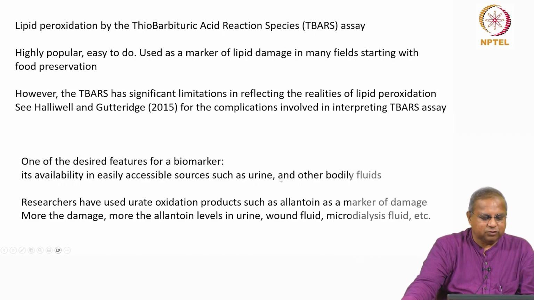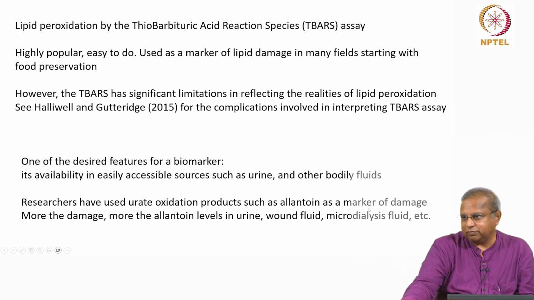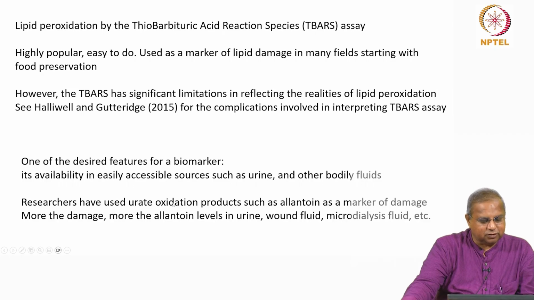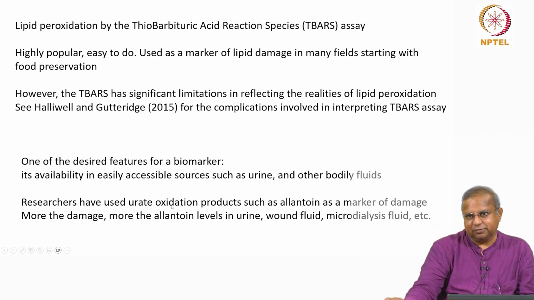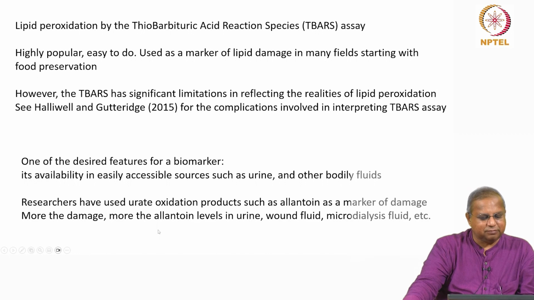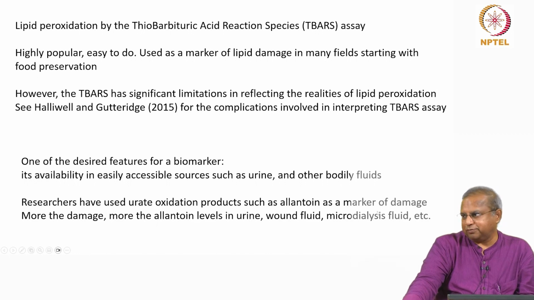Researchers have used urate oxidation products such as allantoin as a marker of damage. The more the damage, the more the allantoin levels in urine, wound fluid or microdialysis fluid, and so forth. This is for urate oxidation. The extent of damage is measured through measuring a molecule called allantoin. So, allantoin is a good, known biomarker. Good example.